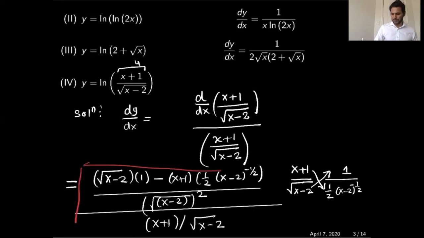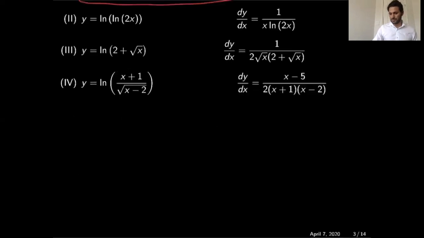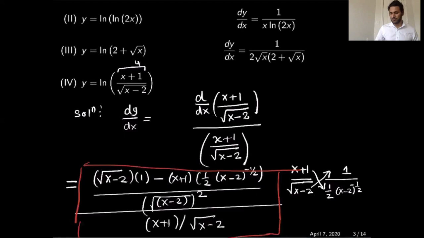You can simplify if you want. I can give you the simplified version of the solution of this problem, which is this. After simplification, you will get x minus 5 over 2 times x plus 1 times square root of x minus 2, by simplifying this complicated expression.